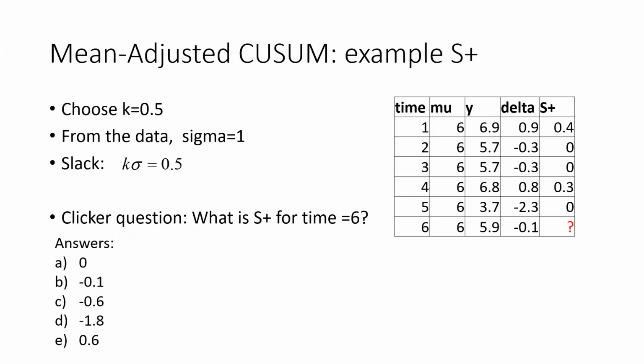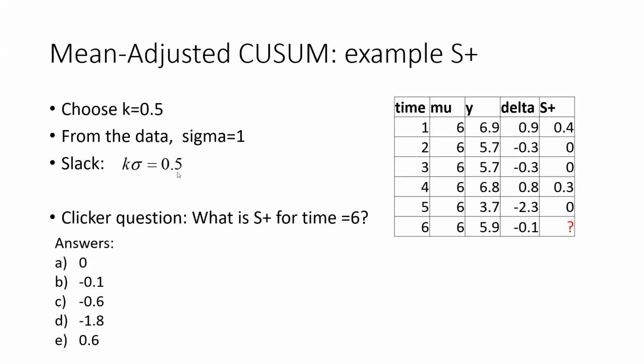Okay, let's see. Here's an example with the data that we have seen before. Our mu is 6. Here are the y's. We compute the deltas as before. This is all as before. And now we compute the S plus function, so looking for an increase, mean adjusted. And we have to decide, well, what am I testing against? I'm testing here against an increase of 1 sigma. Sigma was already 1. We have shown that 0.5 equals k, testing against an increase of 1 sigma. This means the slack of k times sigma is 0.5.